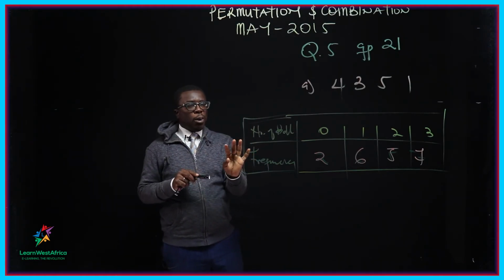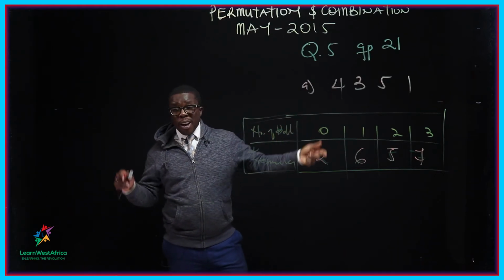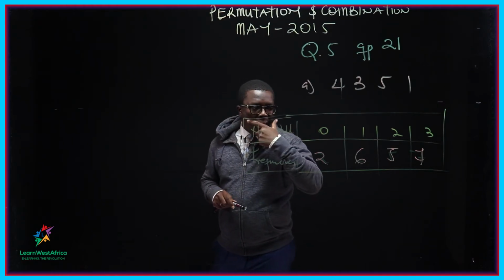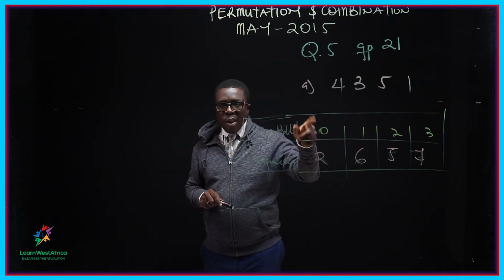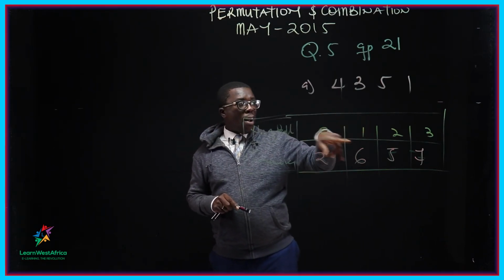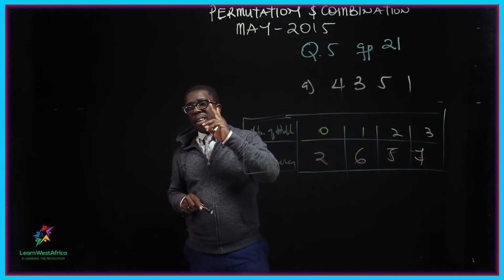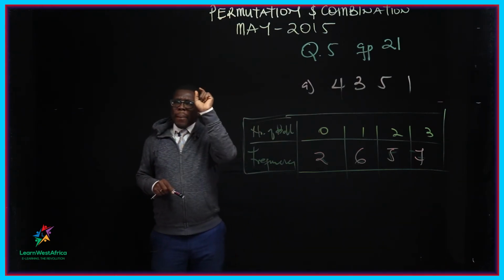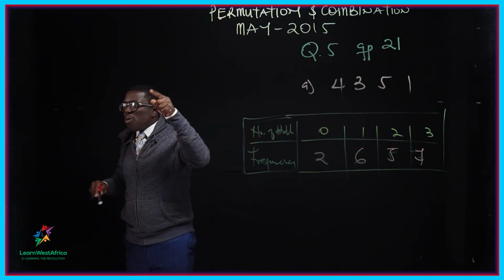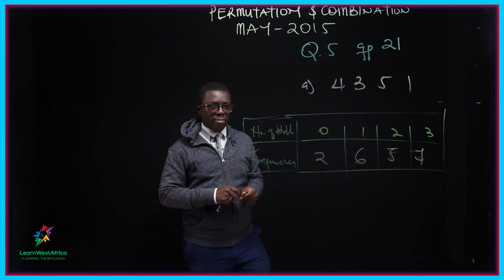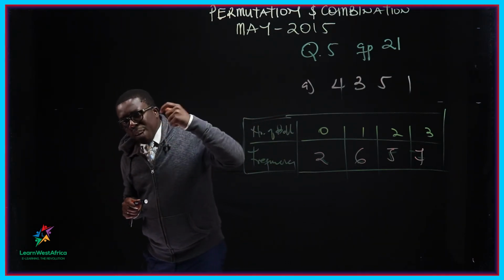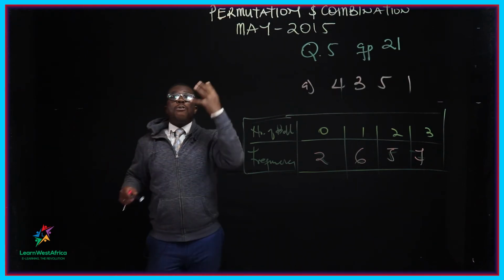Now if you look at the table, the frequency tells you the number of balls that you have in the basket or the container. The balls labeled 0 are 2. The ones labeled 1 are 6. The ones labeled 2 are 5. The ones labeled 3 are 7. So, question: if we want 4 balls to have the same number, what kind of number will those balls possibly have?